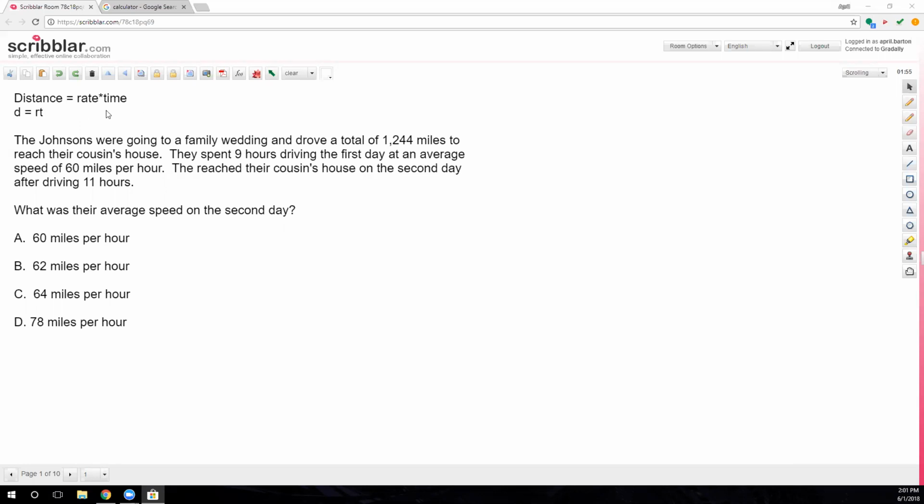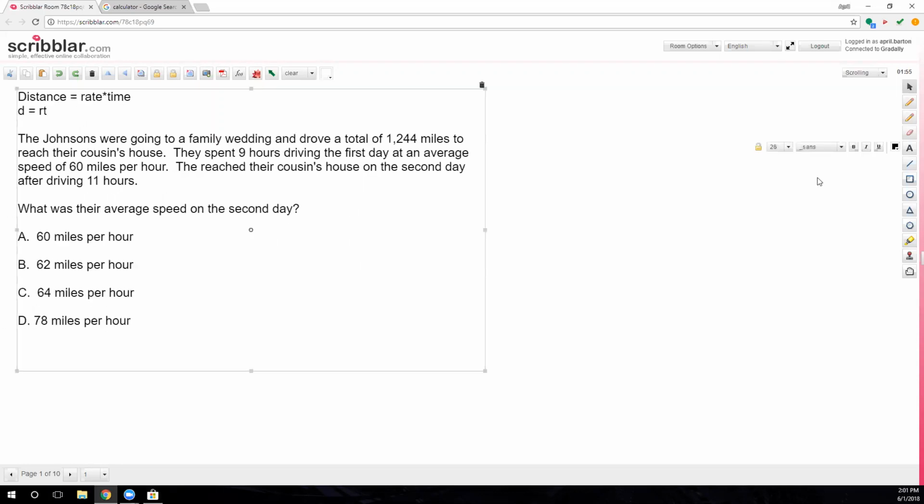This is a formula that you need to have memorized. It will not be on your reference sheet. They give you area formulas and volume formulas. They do not give you this distance equals rate times time. They assume you know this formula.